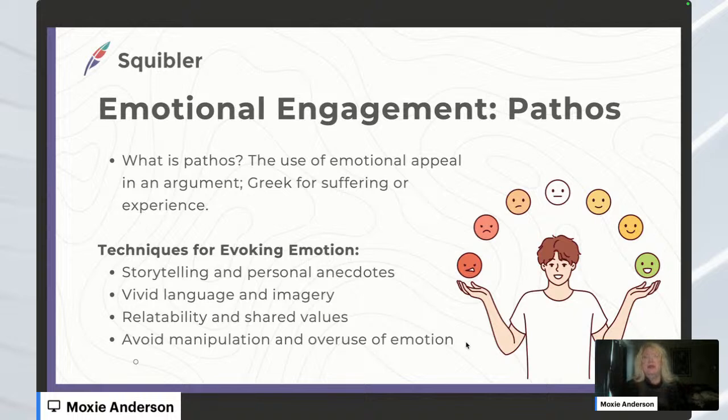The next element that we'll talk about is pathos, and this is where you're going to appeal to your audience's emotions. Pathos is the use of emotional appeal, and in Greek, it was the word for suffering or experience. So some of the techniques we have for developing pathos are storytelling and personal anecdotes. You use vivid language and imagery. You can use relatability and shared values with your reader. You do want to be careful, though, to avoid manipulating or overusing emotion for your readers. Readers are savvy. They're onto this, so they'll understand if you're trying to play on their emotions.